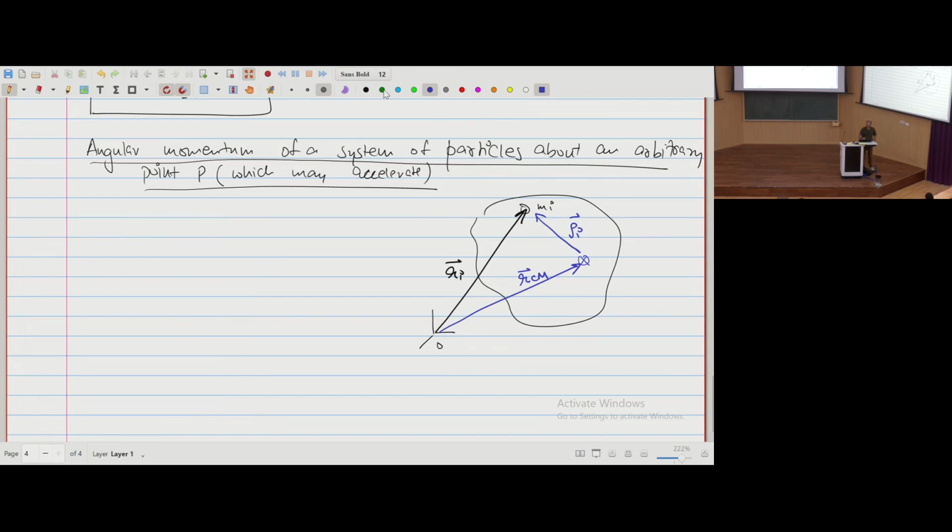In this case, what we do is we take a green point P, a central point. We will call it rho I prime. So rho I was the vector from the center of mass to the ith particle, and rho I prime is a vector from the point P to the ith particle.